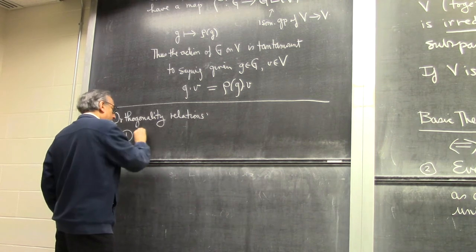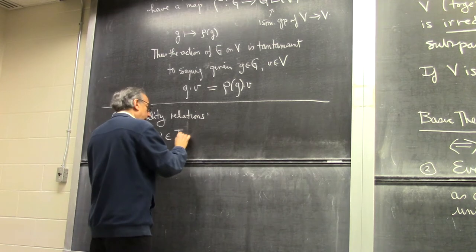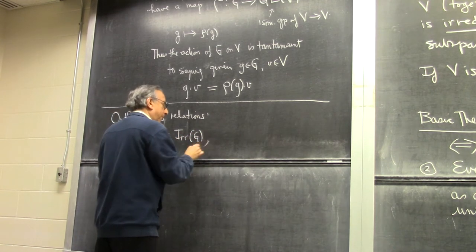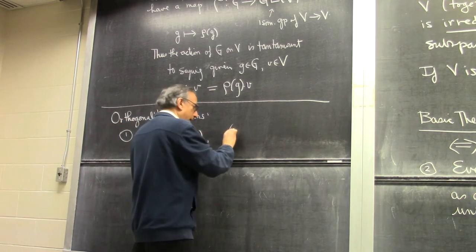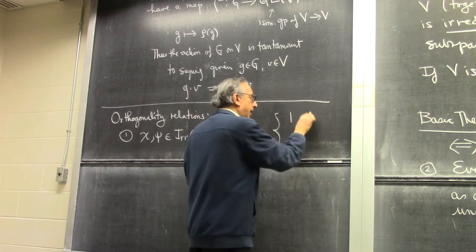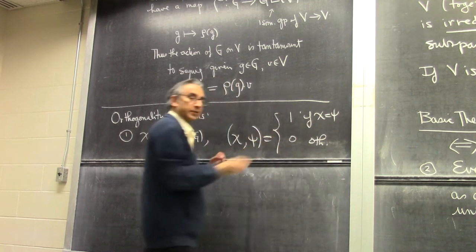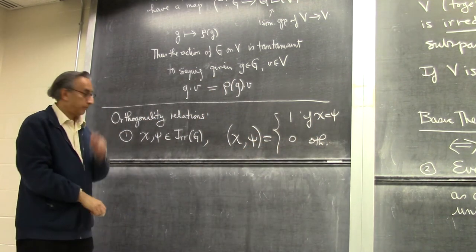Number one, if chi and psi are irreducible characters of G, then the inner product of chi and psi equals 1 if chi equals psi and 0 otherwise. So this is the first orthogonality relation.